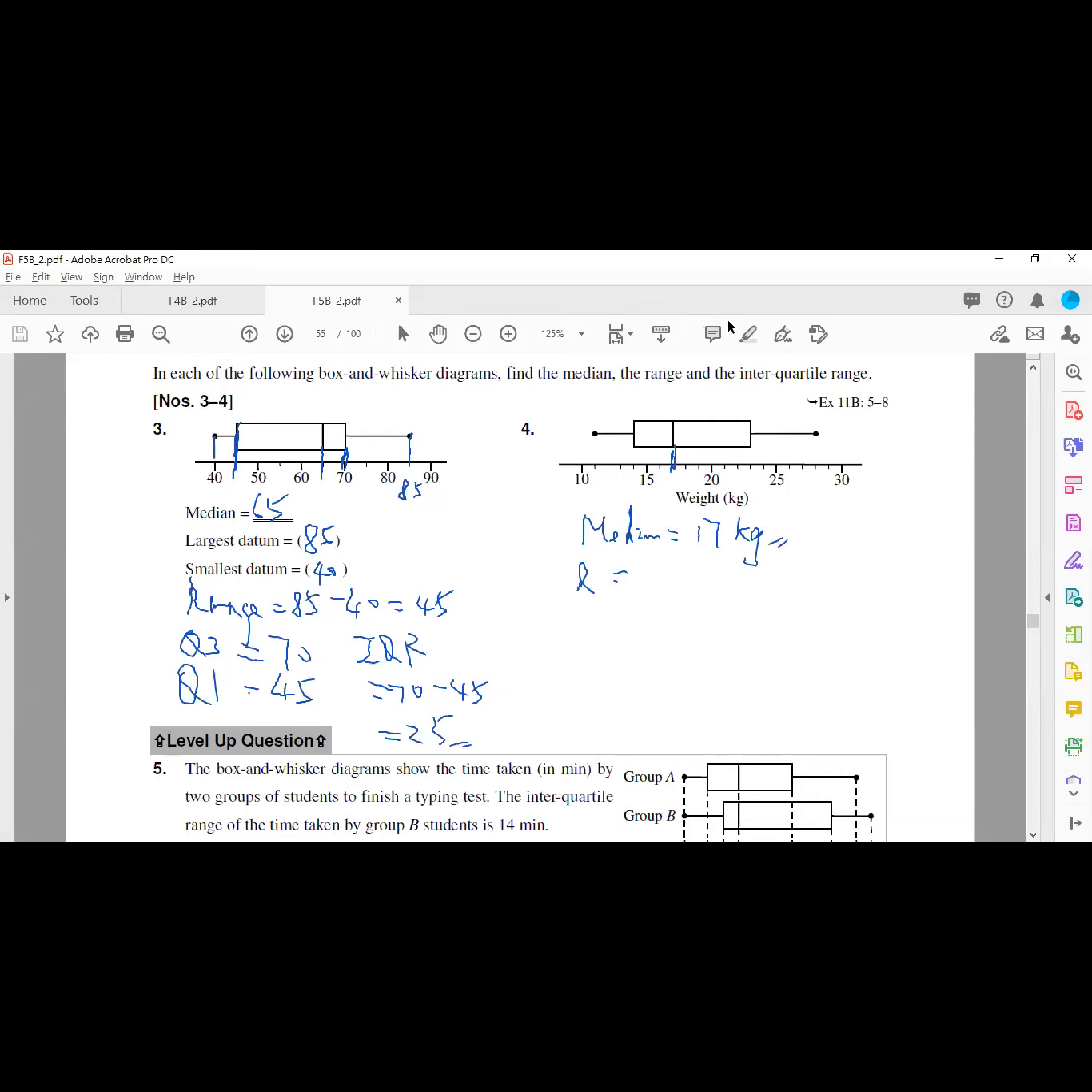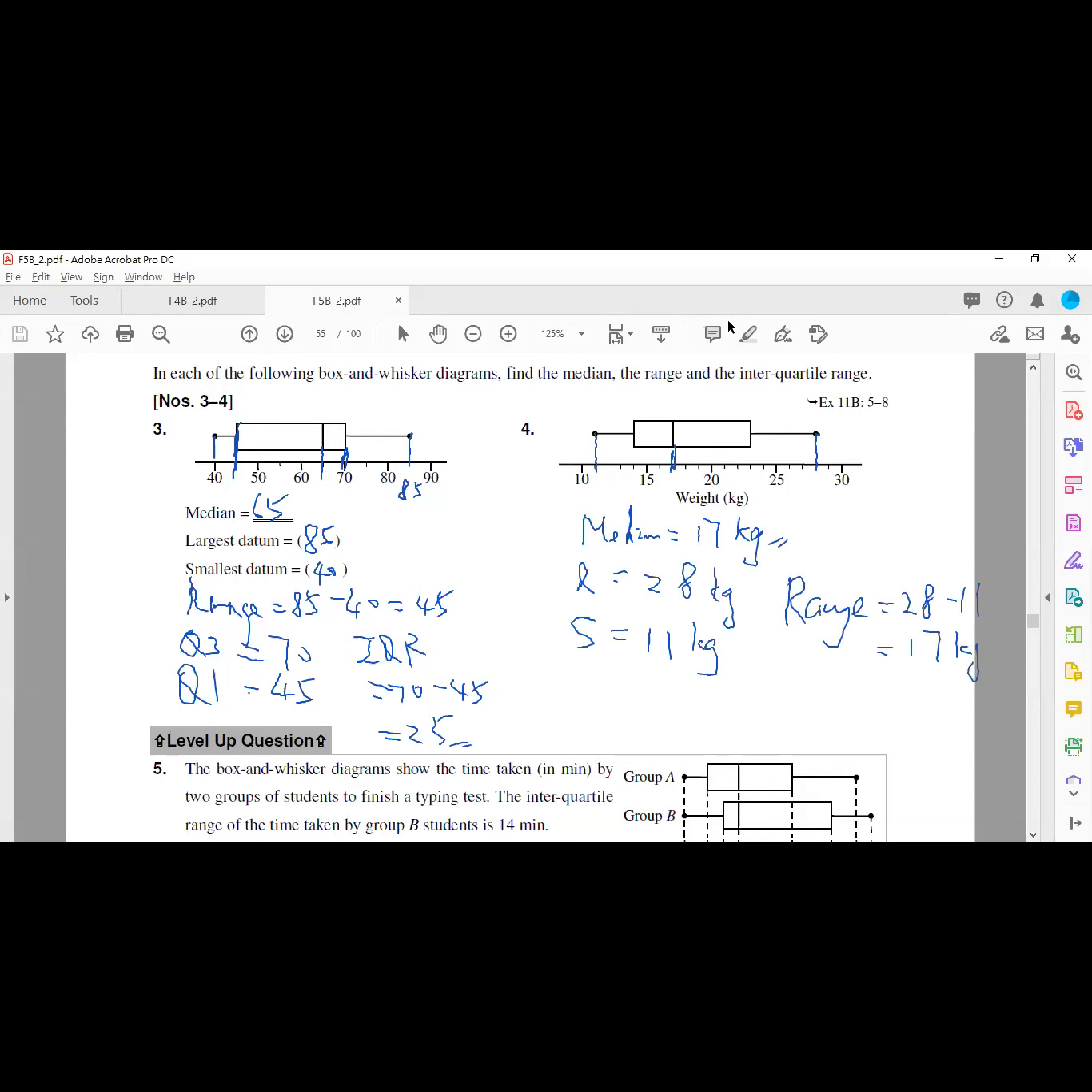Is this position. This should be 28 kg. And then S, smallest datum, should be this position, should be 11 kg. And then the range is calculated by largest datum minus smallest datum, which is 17 kg.